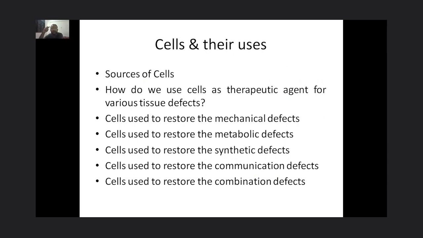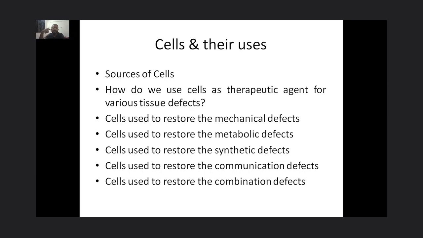The source of the cell is very important. First you need to identify the source of the cells, whether it is autologous, that means whether we are taking it from the same person, or a different person, or a different species. All those things play a very important role. Okay, so how do we use the cells as therapeutic agents for various defects? That plays a very important role. This whole topic we will be explaining that only.